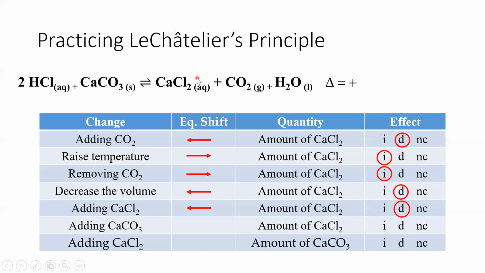Yes, it's going to increase initially because we're adding calcium chloride. But the question really wants to know, after we made that change, what's going to happen? So after we add the calcium chloride, when the system goes to reestablish equilibrium, it's going to decrease calcium chloride because it's going to the right. It's going to go up because we're adding it, but then it's going to go down when it shifts its equilibrium. Okay, a little tricky.